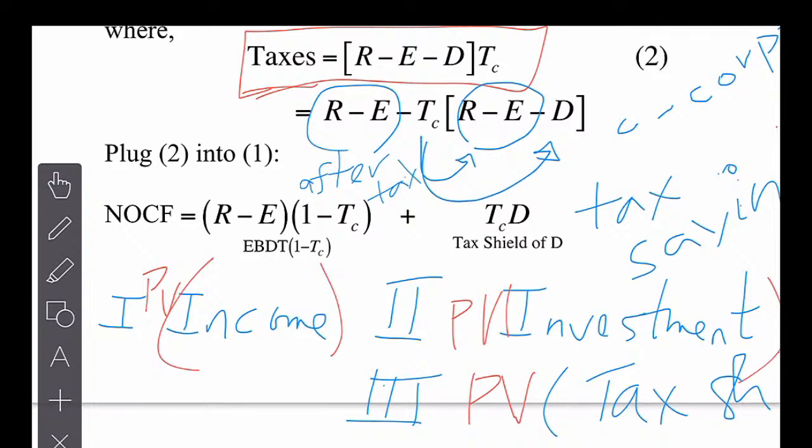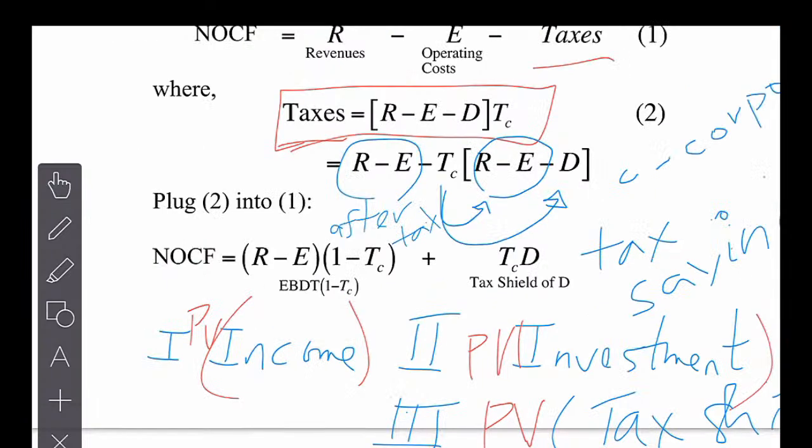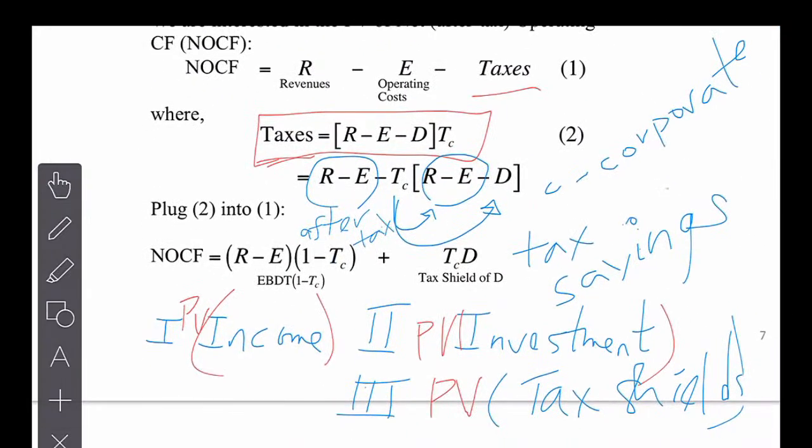We separate it this way because, well, you'll see, investment is going to look different. It has a different tax treatment. So all these elements are separated because they have a different tax treatment. This part of the formula works for income. Tax shield is the third part of the formula, and in between we have to deal with the investment piece. All right? Got that?